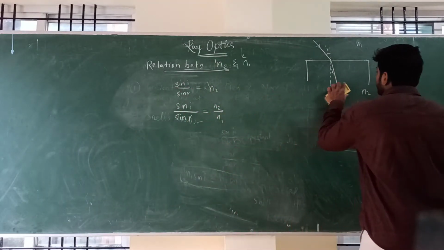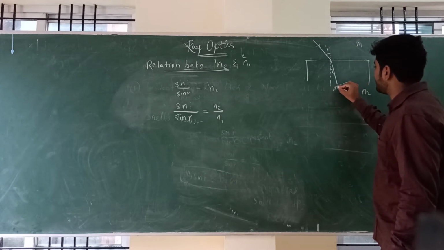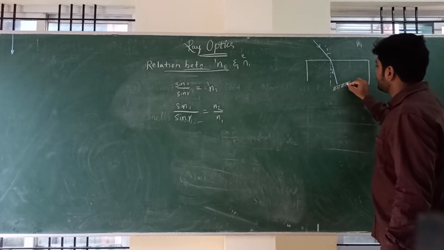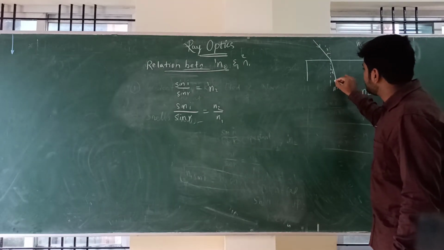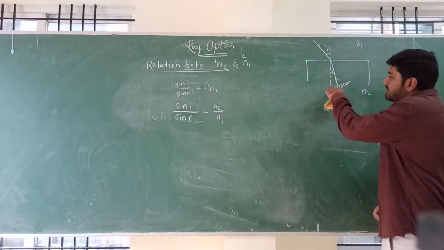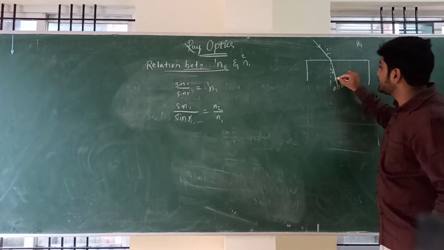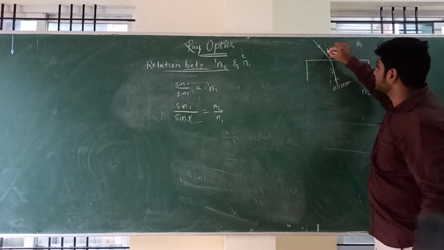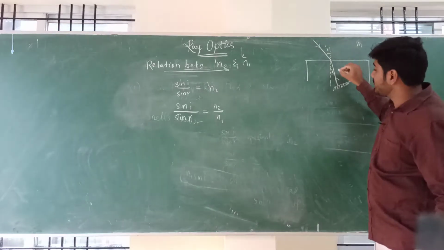Now what I am doing, I am keeping one mirror here. So if the mirror is placed, what will happen? This ray will again go in the same direction. At this time, the ray is traveling from the denser medium to the rarer medium, right? Glass to air. In the first case, the ray is going from the rarer medium, that is air, to the glass.